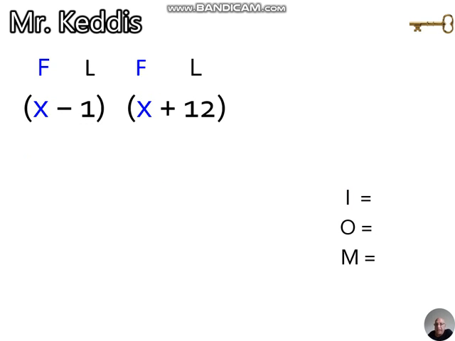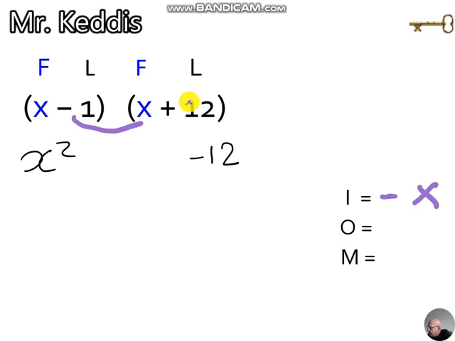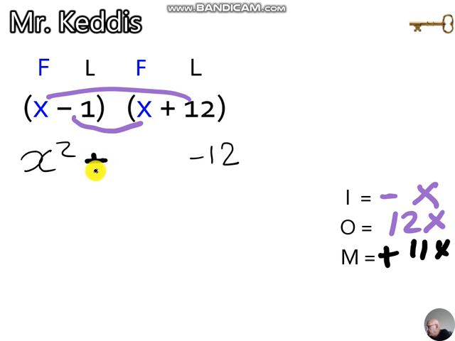X times x here is x squared. Last times last, I get the last term. Negative 1 times positive 12, I get negative 12. The product of the inner terms, negative 1 times x, I get negative 1x here. The outer term, 12 times x, I get positive 12x. I take the sign in front of the higher number, which is positive. I have different signs here, I subtract. 12 minus 1 is 11x. It means positive 11x.